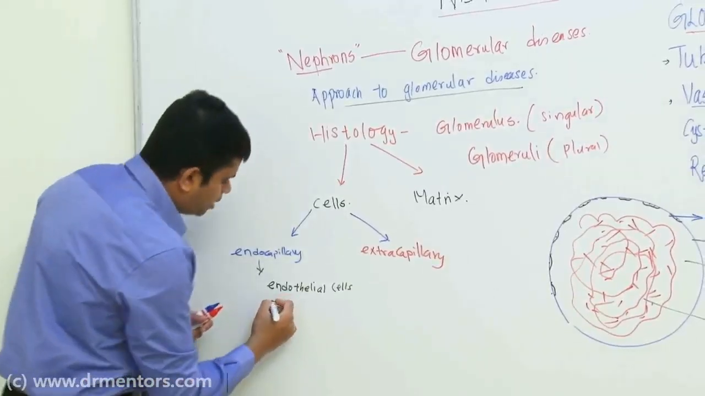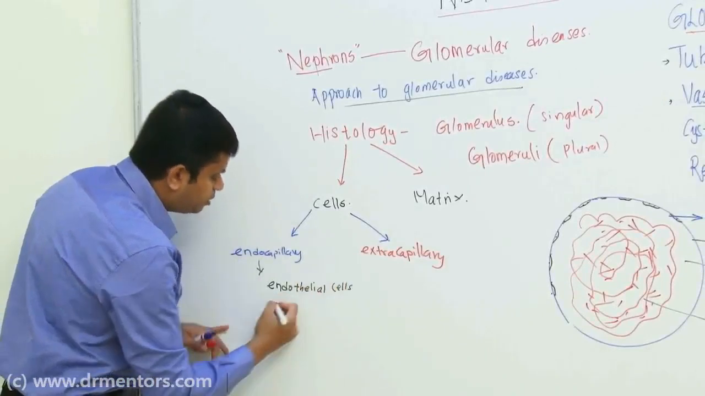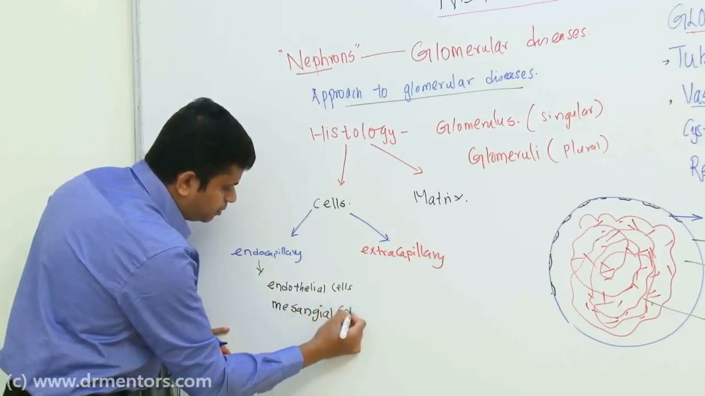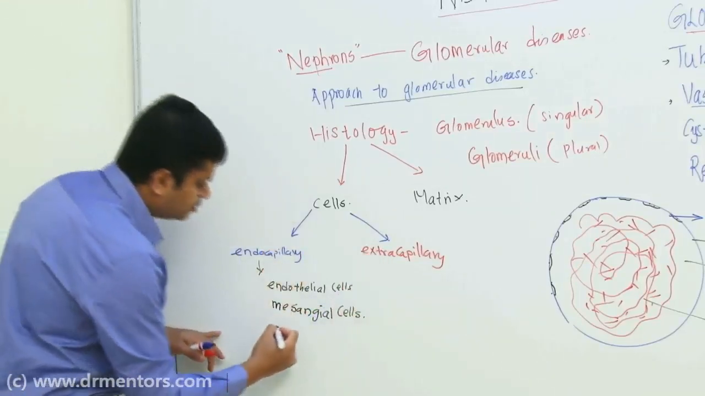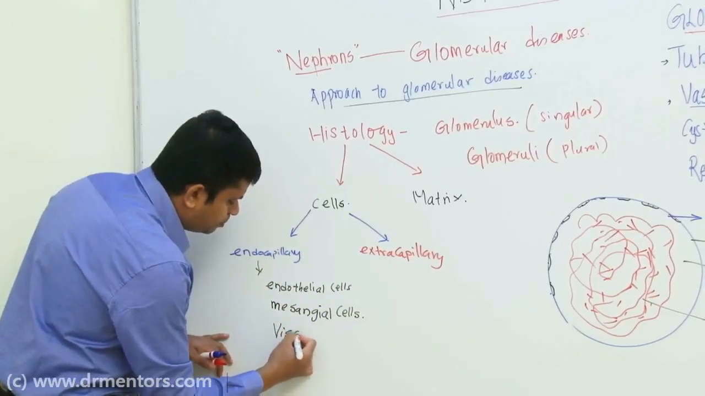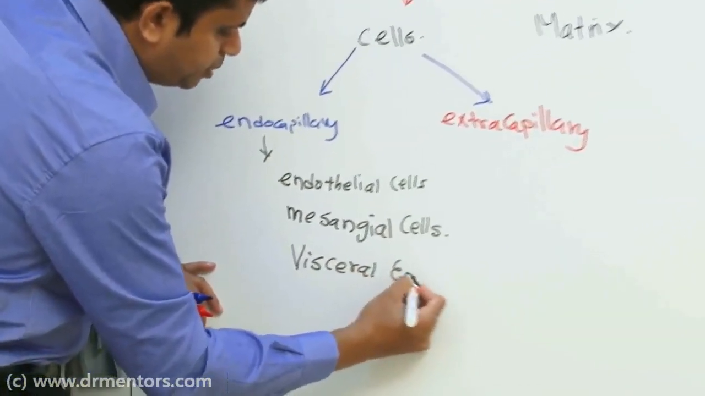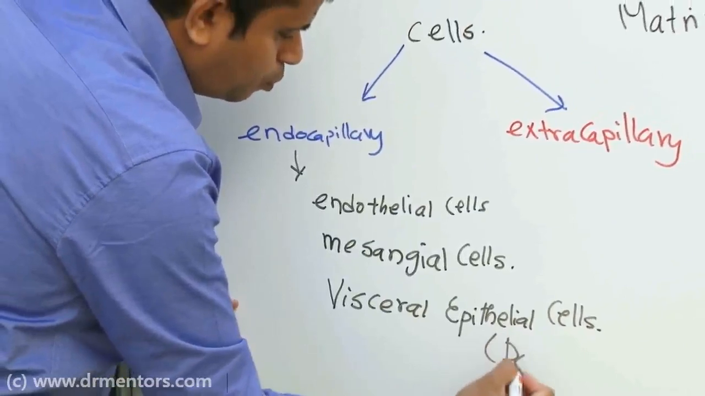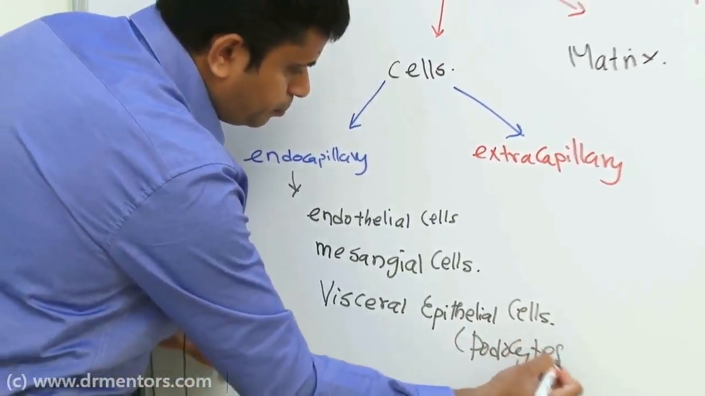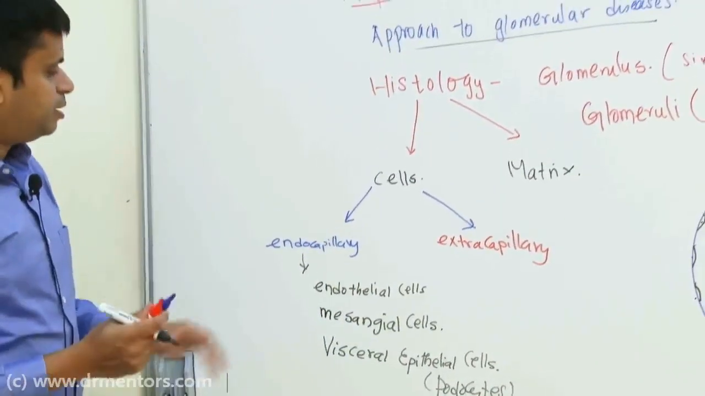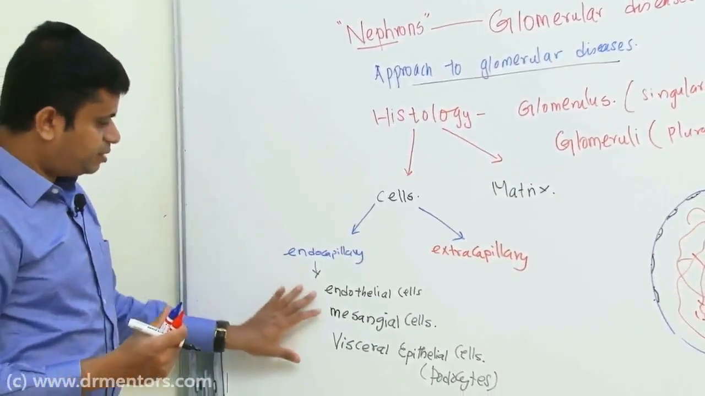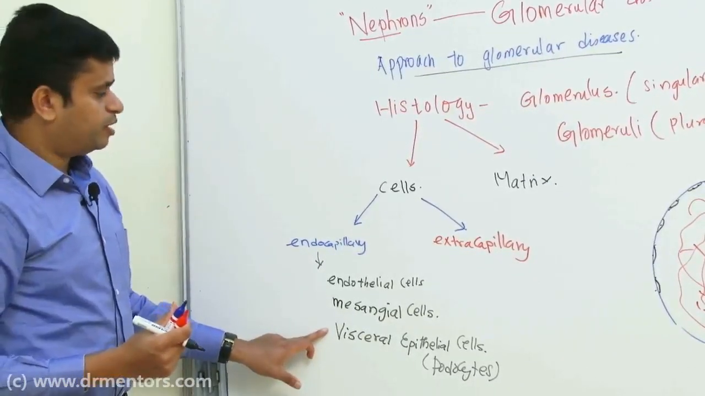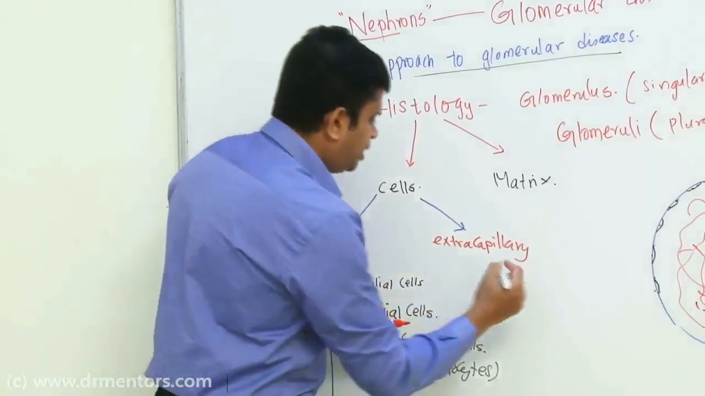Second, you will also have the cells which support the entire tuft. We call them mesangial cells. Then the third one is the visceral epithelial cells, also known as podocytes. So we have learned that the endocapillary region has three types of cells: endothelial cells, mesangial cells, and visceral epithelial cells, or podocytes. Now what are the cells in the extracapillary region?